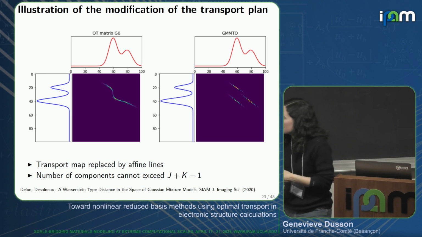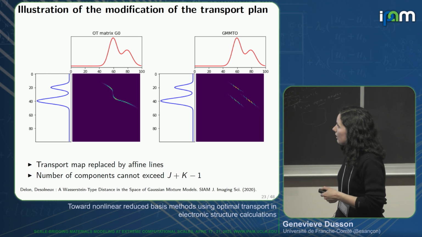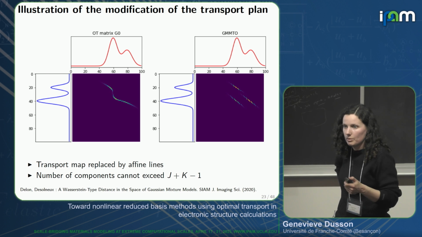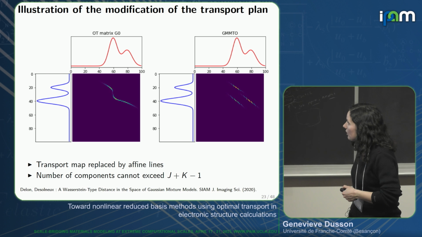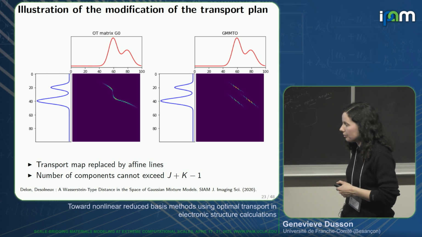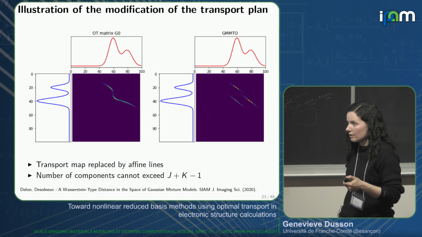Okay, so this is typically what is obtained. This was the optimal transport plan that we had before, and this is the modified optimal transport plan. What happens is that basically you consider affine transformations between the components, and so the transport map is approximated by these affine lines.